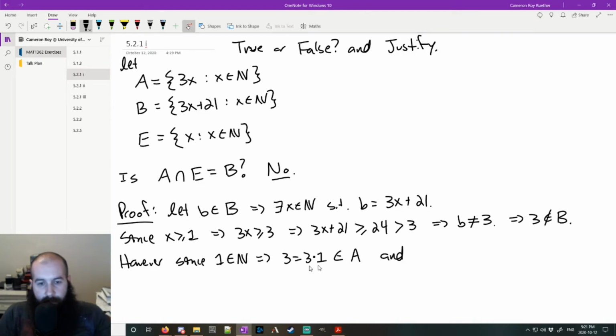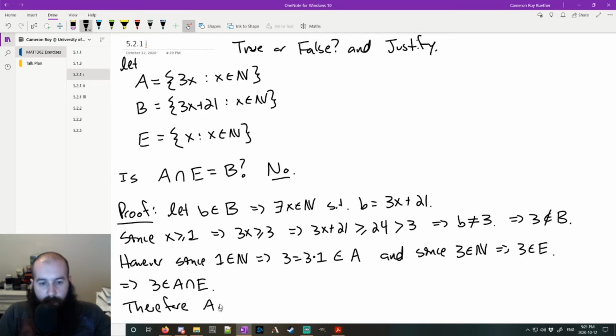And since 3 is natural, this means that 3 is in E, which is just the set of all natural numbers. Since 3 is in A and it's in E, this means it's in the intersection. So we have an element in our one set, A intersect E, which is not in our other set, B. Therefore, A intersect E is not equal to B.